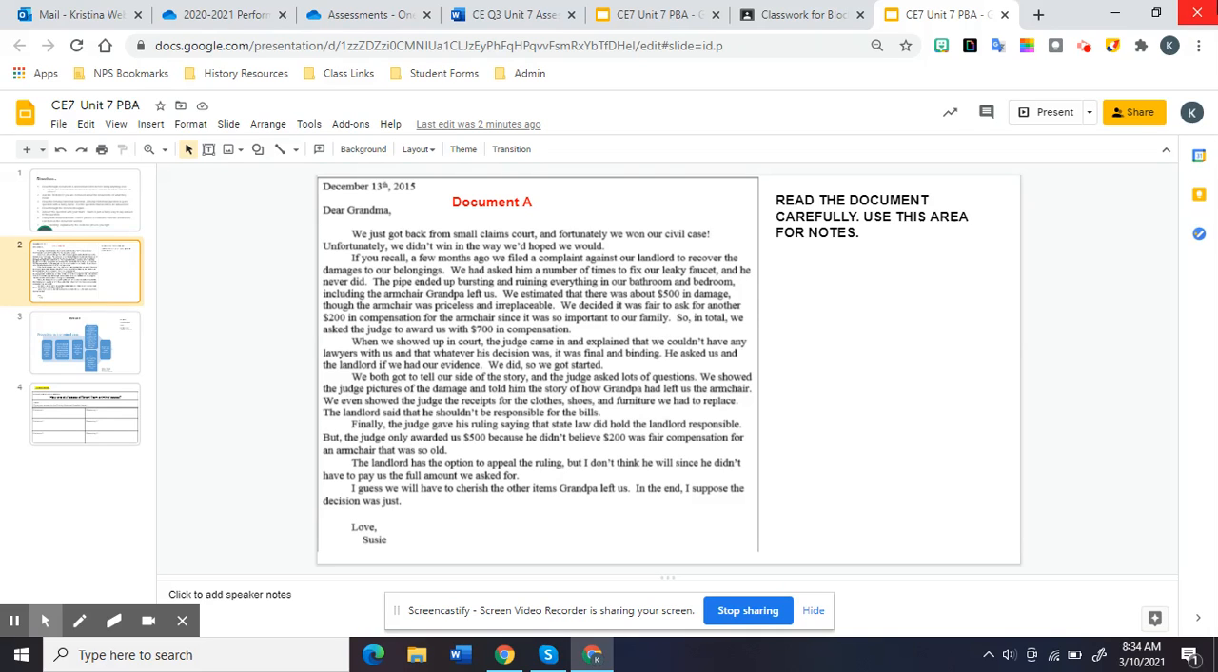The landlord said he shouldn't be responsible for the bills. Finally, the judge gave his ruling saying that state law did hold the landlord responsible, but the judge only awarded us $500 because he didn't believe $200 was fair compensation for an armchair that was so old. The landlord has the option to appeal the ruling, but I don't think he will, since he didn't have to pay us the full amount we asked for. I guess we'll have to cherish the other items Grandpa left us. In the end, I suppose the decision was just. Love, Susie. So ask yourself, what is this document talking about? What does it describe? Do you have any questions?